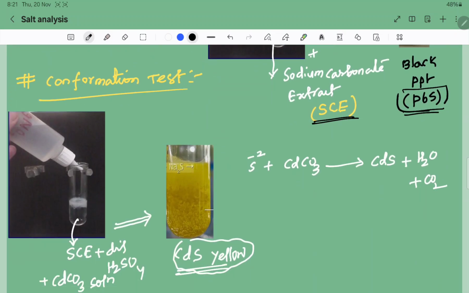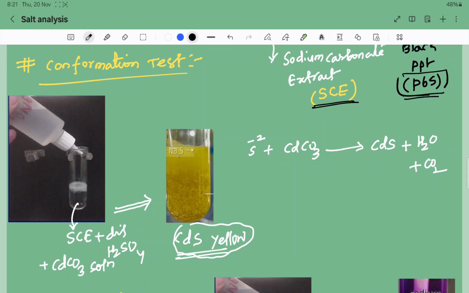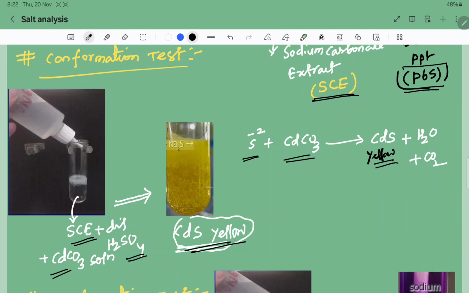Next, the second confirmation test, student, which is also most important. Take sodium carbonate extract, acidify it by adding dilute H2SO4, then add cadmium carbonate to the mixture. After some time it will form cadmium sulfide as a yellow color. S2- reacts with CdCO3 and you get yellow cadmium sulfide. This is the confirmation test for sulfide ion.